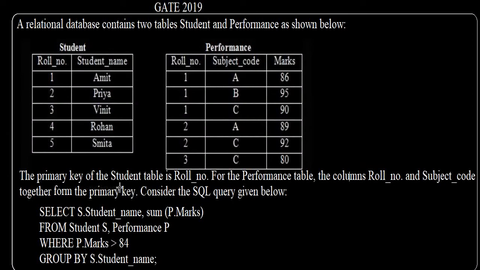The primary key of the student table is roll number, and for the performance table, the columns roll number and subject code together form the primary key, which is this one. Now consider the SQL query given below.